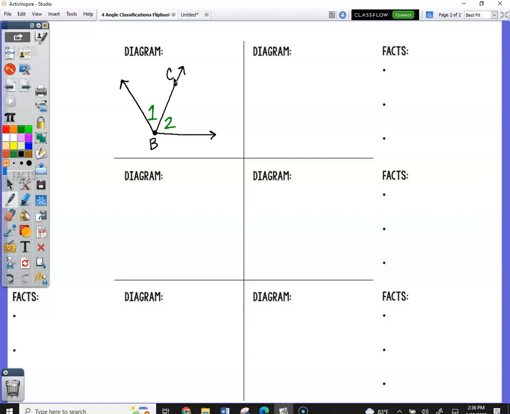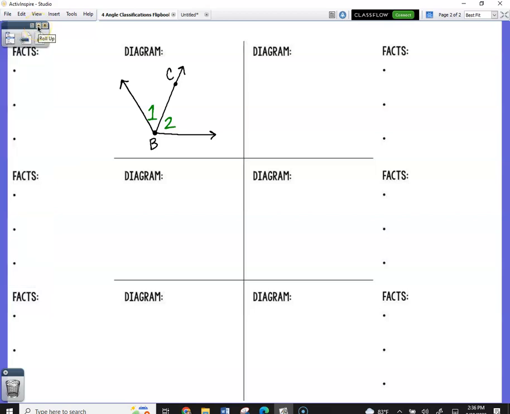These are adjacent angles. We're going to name 3 facts. You ready to write? Pencil. The only color that you need is when I'm labeling the angles in green. That's the only time you need that color.